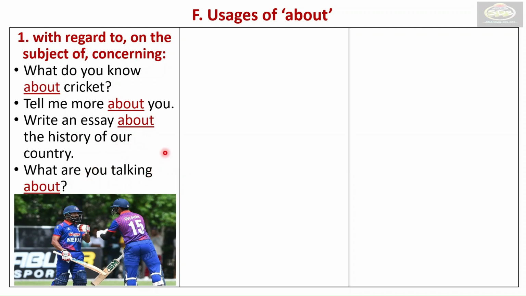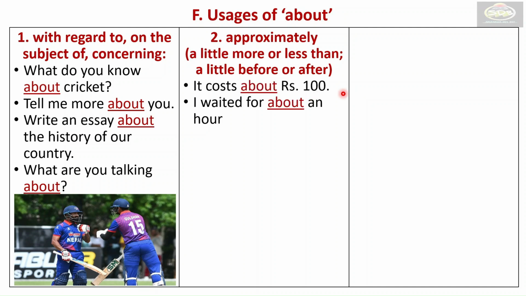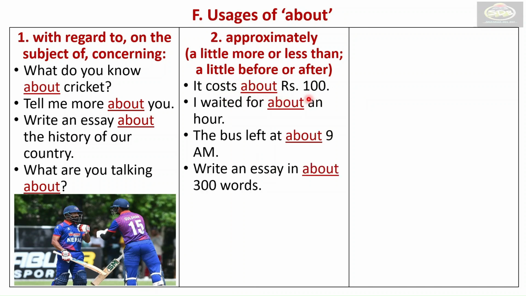What are you talking about? To indicate the meaning approximately, a little more or less than, a little before or after, approximately. Not fixed, not accurate, but somehow near. Example, it costs about ₹100. More or less. I waited for about an hour, approximately an hour, around an hour. The bus left at about 9 a.m.